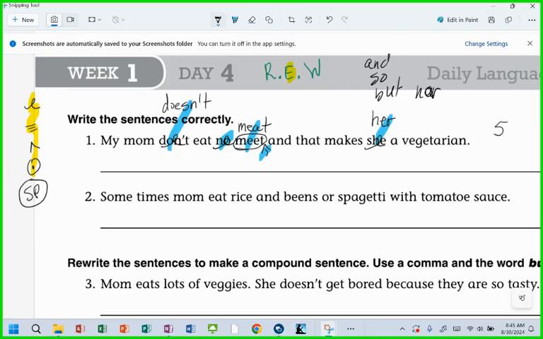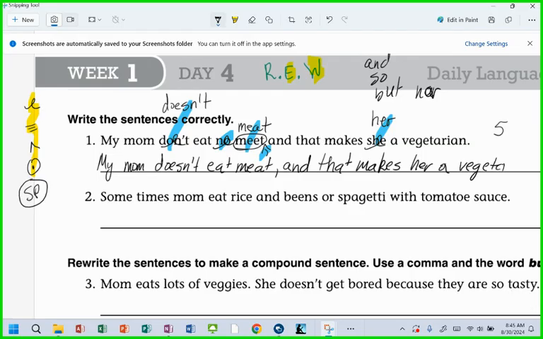What's the next phase of the game here? Now what do we do? Now we write it out, right? So you guys take your time. You're going to write it out. My mom doesn't eat meat, right? And we're making sure that we include our corrections, and that makes her a vegetarian. Period. All right, let's do the next one.